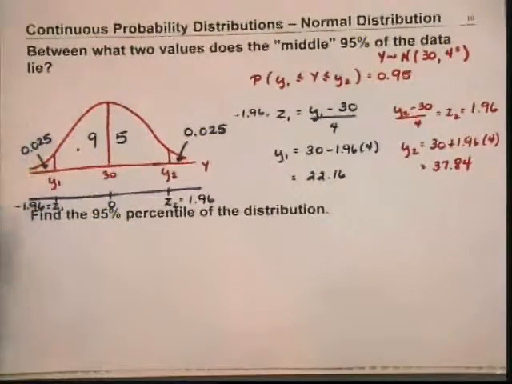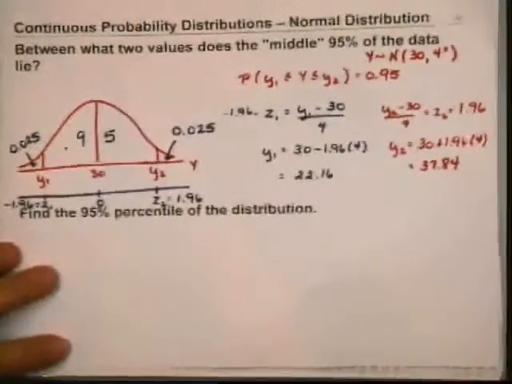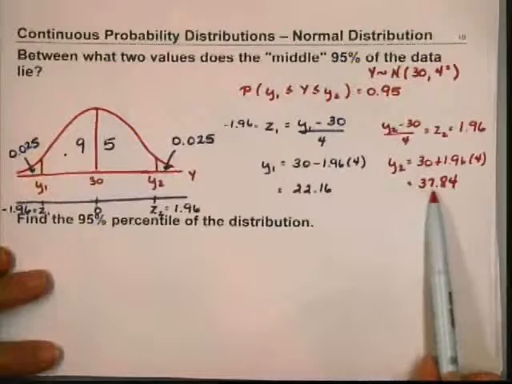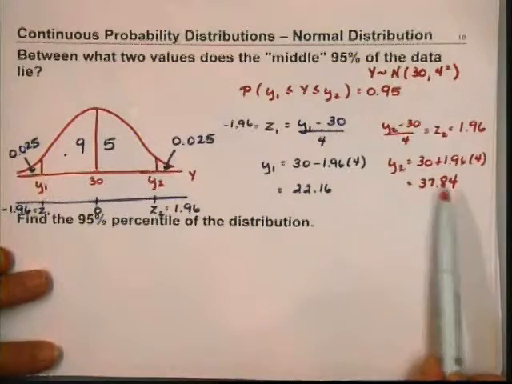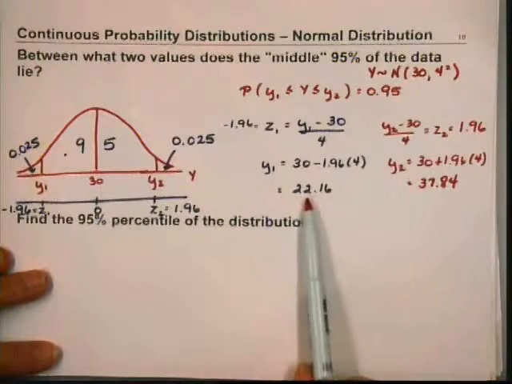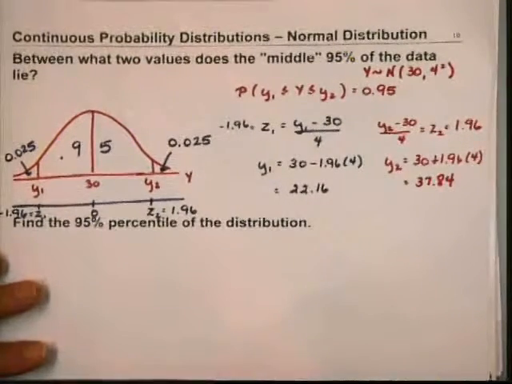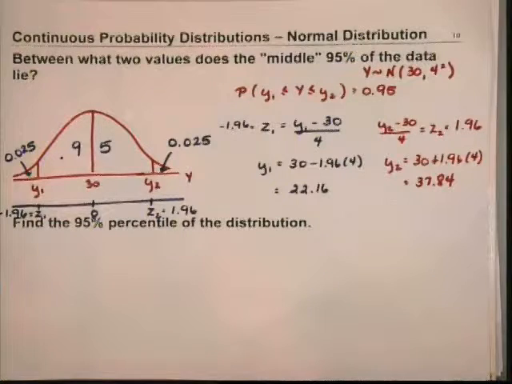You agree? And just as a quick check of your arithmetic, you could check that 37.84 is 7.84 units above the mean, and this one is 7.84 units below the mean. They have to be if it's the middle, right? It's symmetric. They're both the same distance from 30.